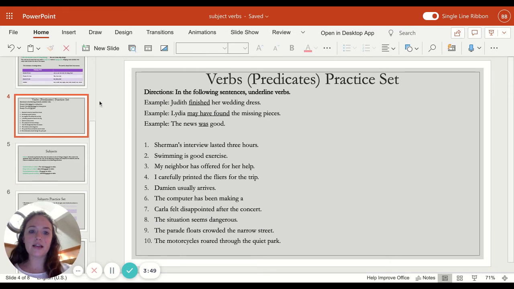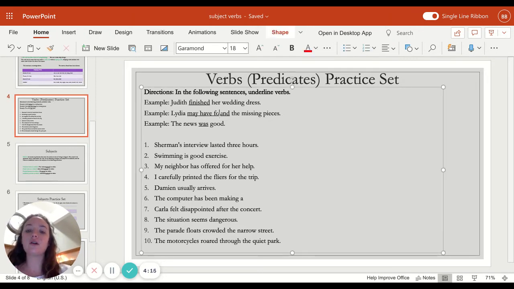So here's a practice set for verbs or predicates, right? Directions: in the following sentences, underline verbs. So, example here, Judith finished her wedding dress, right? Finished is an action verb because it's something you can do. Lydia may have found the missing pieces. We have helping verbs here, right? May have found. So, the multiple word predicate includes helping verbs, okay? And then the news was good. We know was is a linking verb.